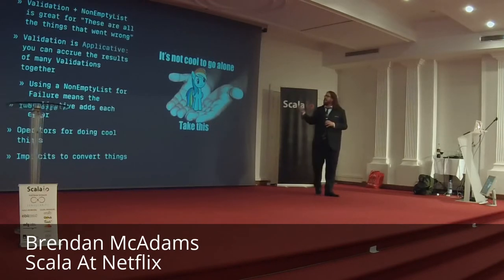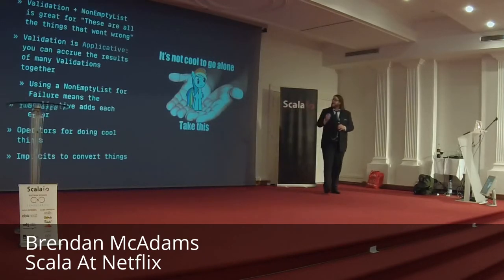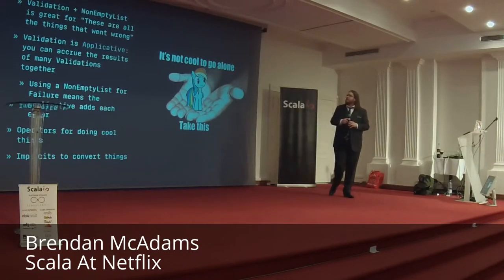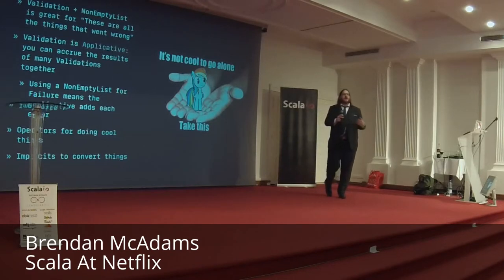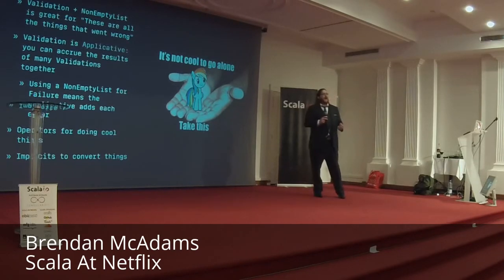So the two really nice things, that's one of the new points. Validation and non-empty list is really great for these are all the things that went wrong. Validation is really the place that I started, although it turns out that it's useful for some things and not useful for others. But Scalaz also has this non-empty list. So does anybody want to guess what the value of a non-empty list is versus just using a list? Anyone? Element on the list. Right, there's always at least one element.